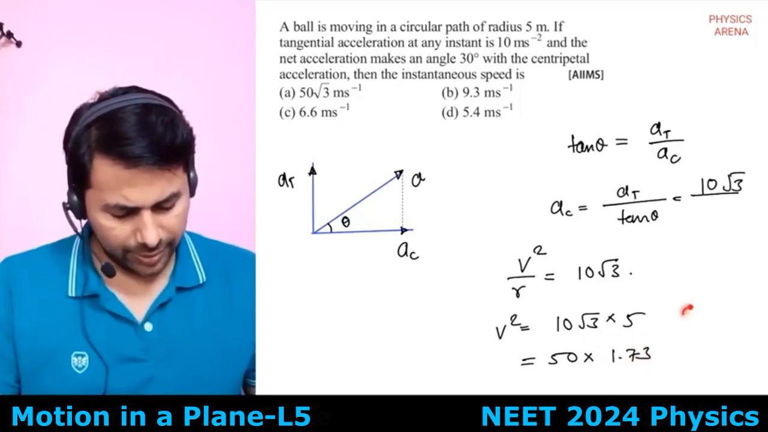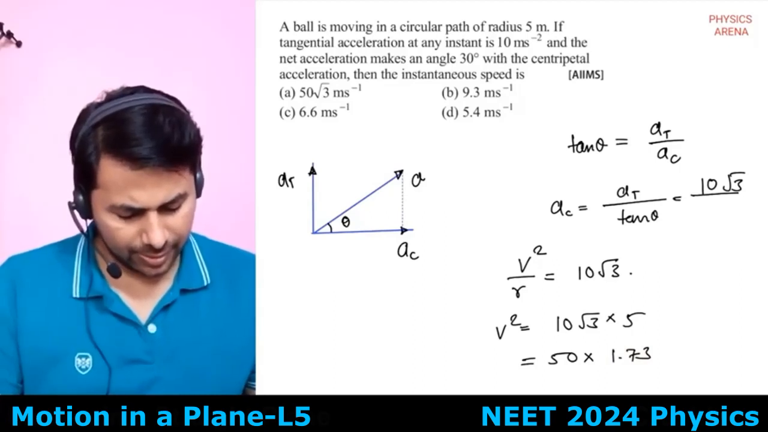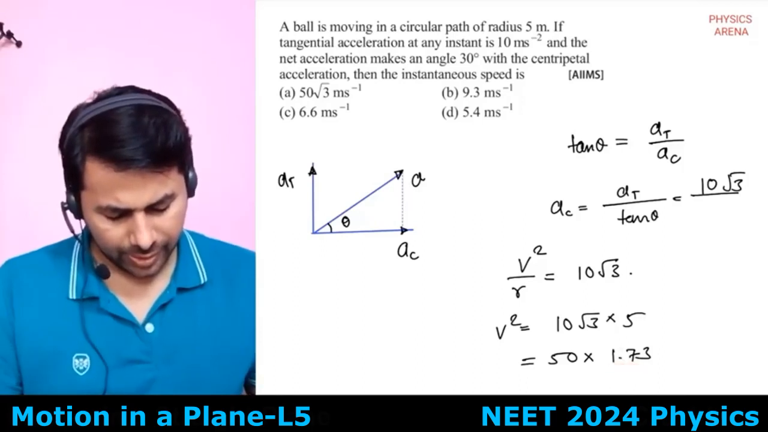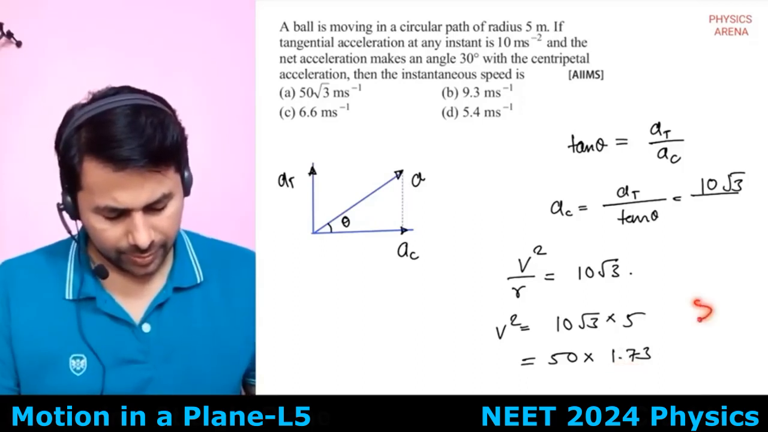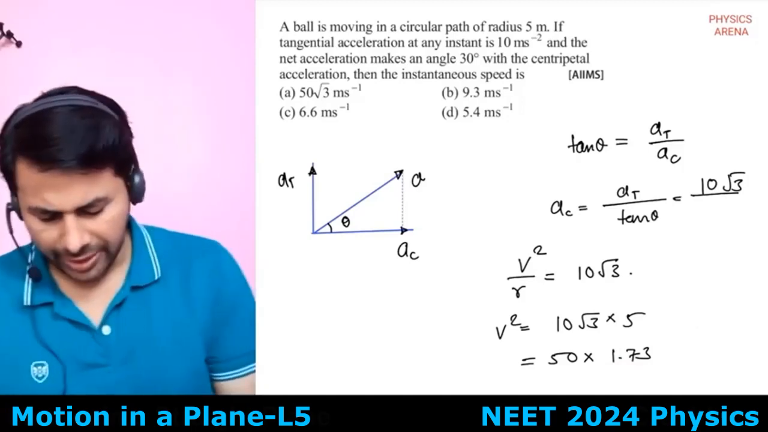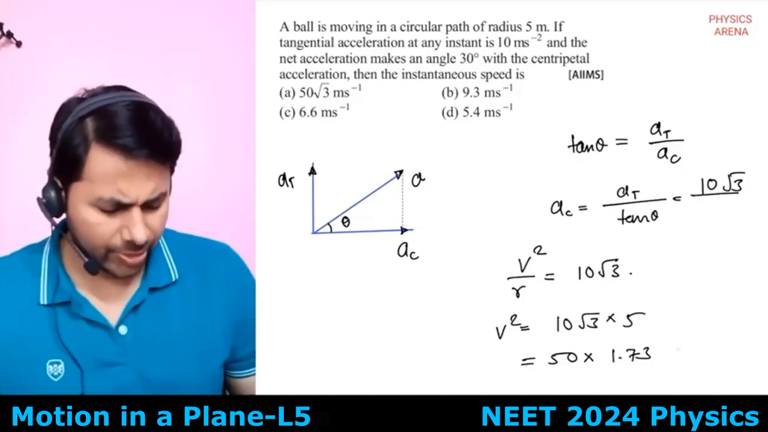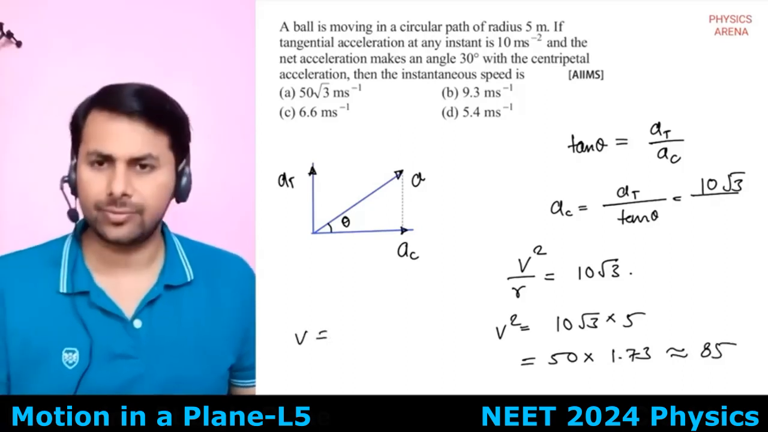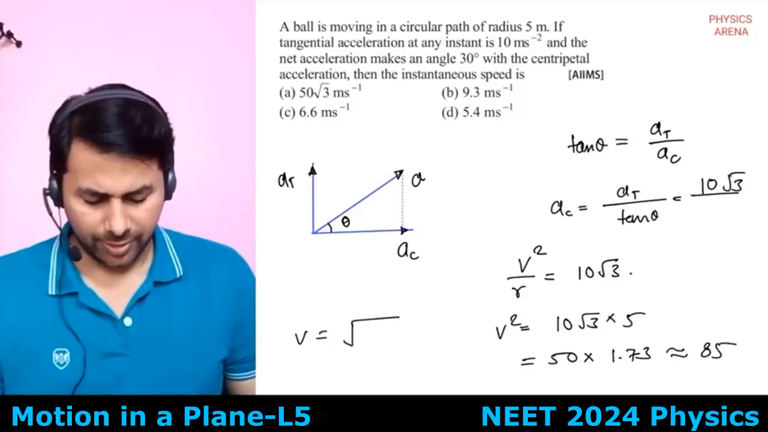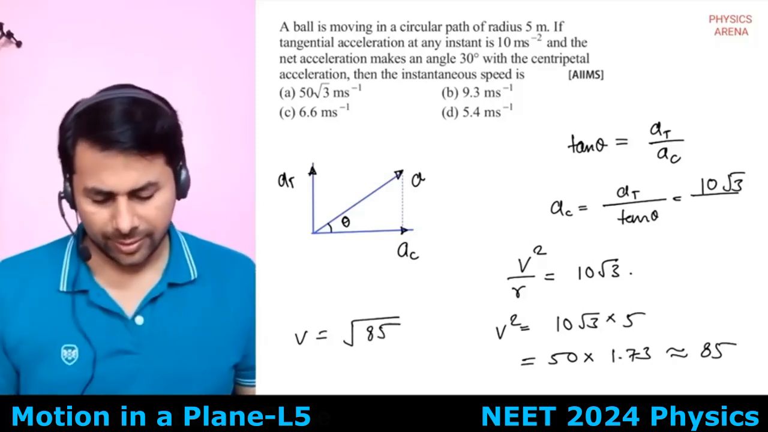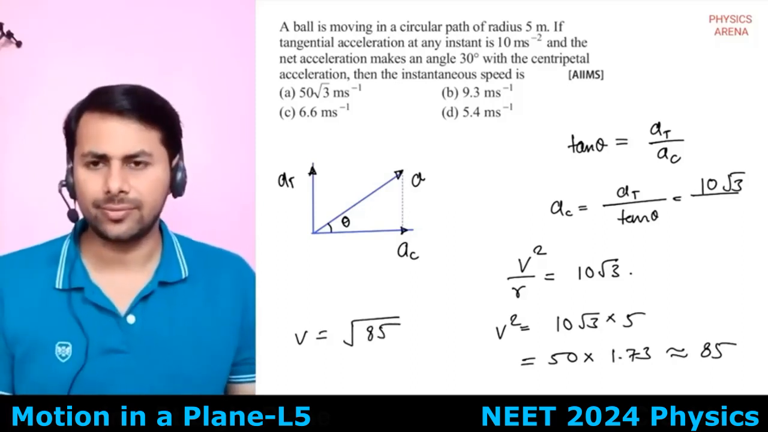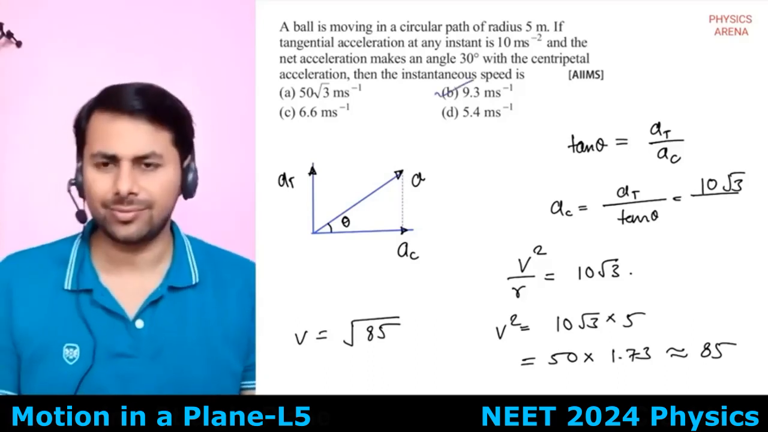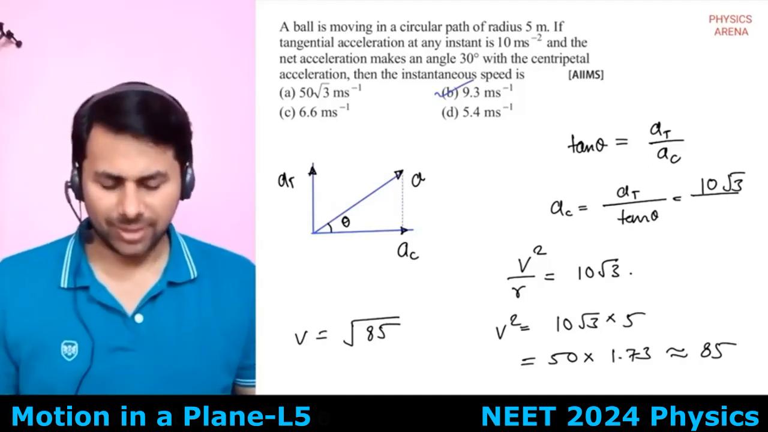So nearly equal to, how much? Nearly equal to 85, I can say, a little bit more than that. So how much will be V? Square root of 85, more than 9, right? So it's option B. Okay, is it clear? Yes, no.